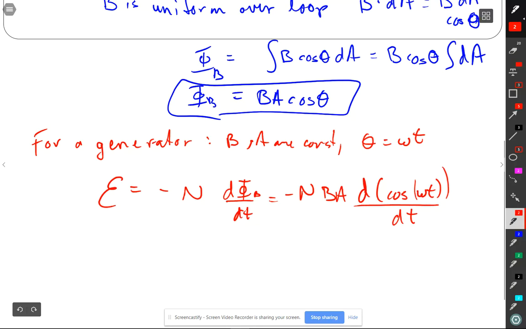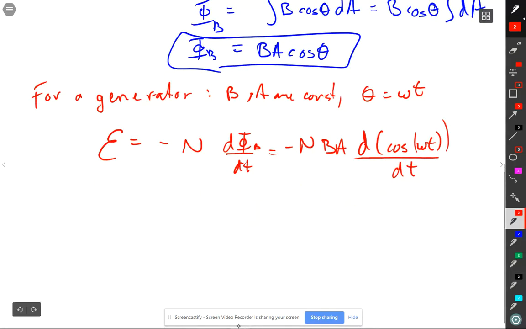I took the constant stuff out of that derivative, and we have to do that derivative of cosine omega t. The derivative of cosine omega t is going to be minus omega sine omega t. So a minus and a minus makes it a plus. So this equation is shown on the equation sheet, but you should be able to go through and get there.